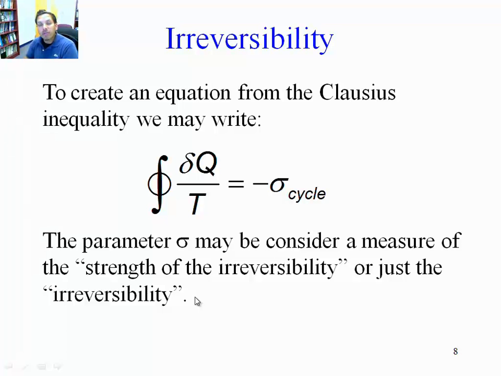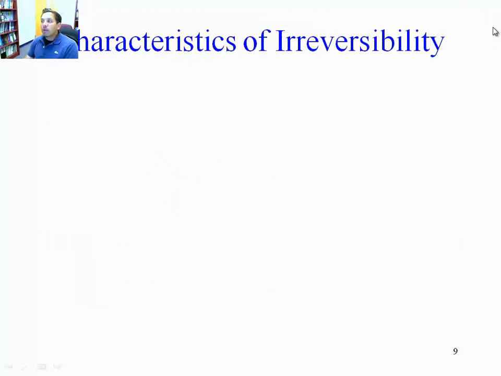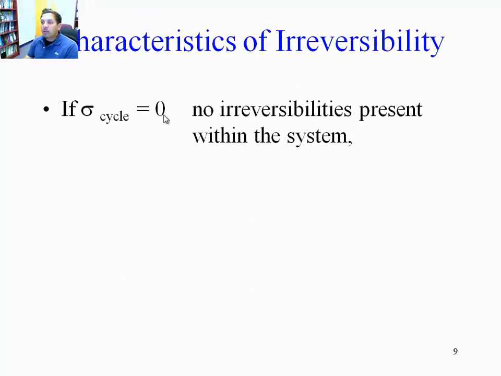We know that if the cycle is perfectly reversible, the integral will be equal to zero. But if the cycle, or processes within the cycle, are irreversible, then the integral will be less than zero. It will be less than zero by a quantity sigma. So with sigma, what we're trying to do is measure the strength of that irreversibility. So the characteristics of the irreversibilities are as follows.